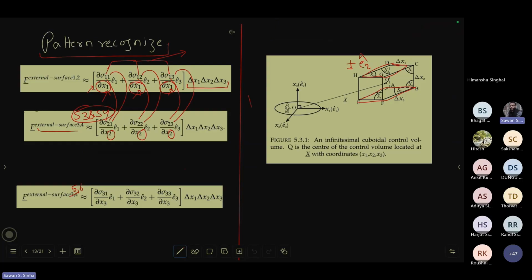Always happens like that. Accordingly, you can write the contributions from surfaces 5 and 6. The indices are as shown here.